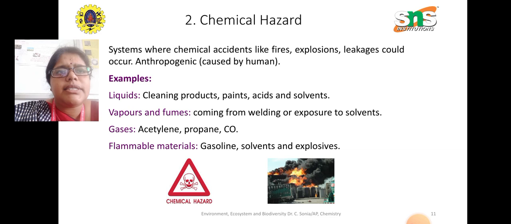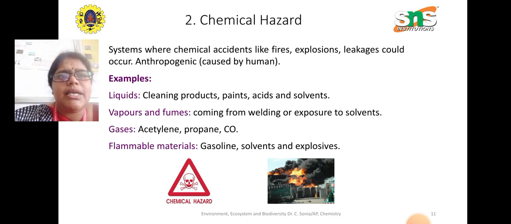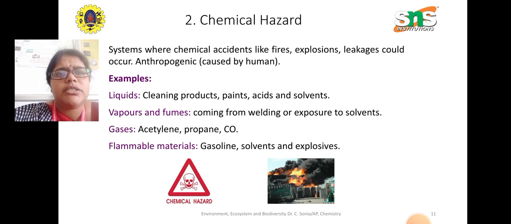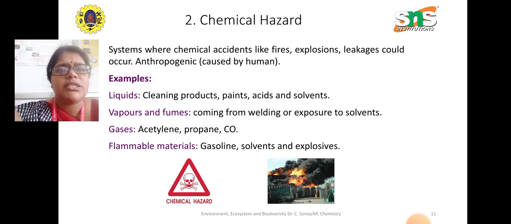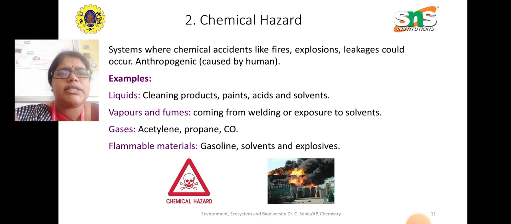The next is the chemical hazard. These are systems where chemical accidents like fires, explosions and leakages could occur. Anthropogenic, it is caused by humans. For example, liquids, cleaning products, paints, acids and solvents cause chemical hazards.